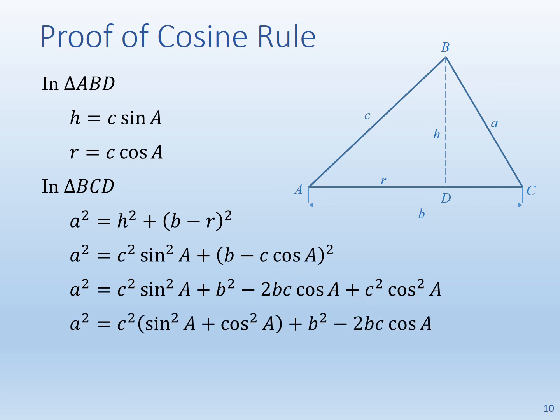We'll now simplify that by gathering up the c squared terms. We've got a sine squared and a cosine squared that are being multiplied by the c squared, and the other terms will leave by themselves. Now the sine squared plus cosine squared equals 1. So that leaves us with a b squared, a 1 c squared, minus a 2bc cosine A, which is the cosine rule.